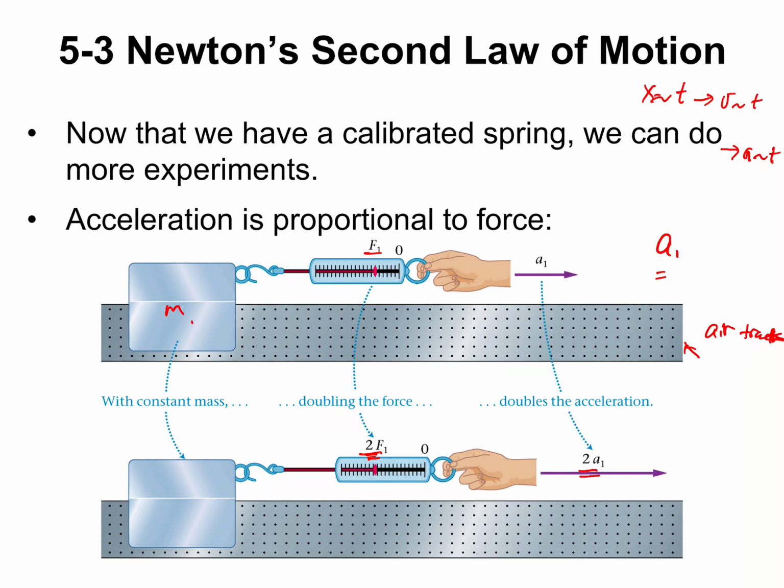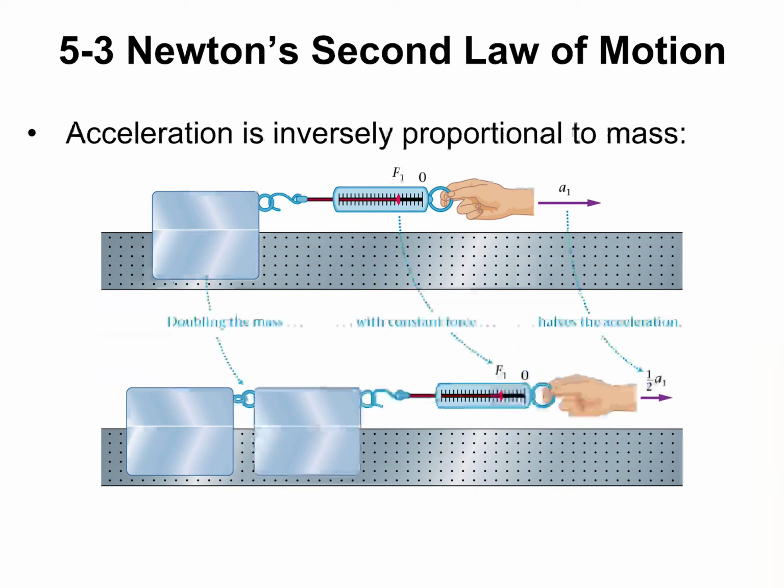So what does it mean? This means, actually we write it the reverse way, acceleration is proportional to the force you apply. So double the force, acceleration doubles. If you triple the force, make it 3 times bigger, acceleration will be 3 times bigger. That's the relationship between force and acceleration.